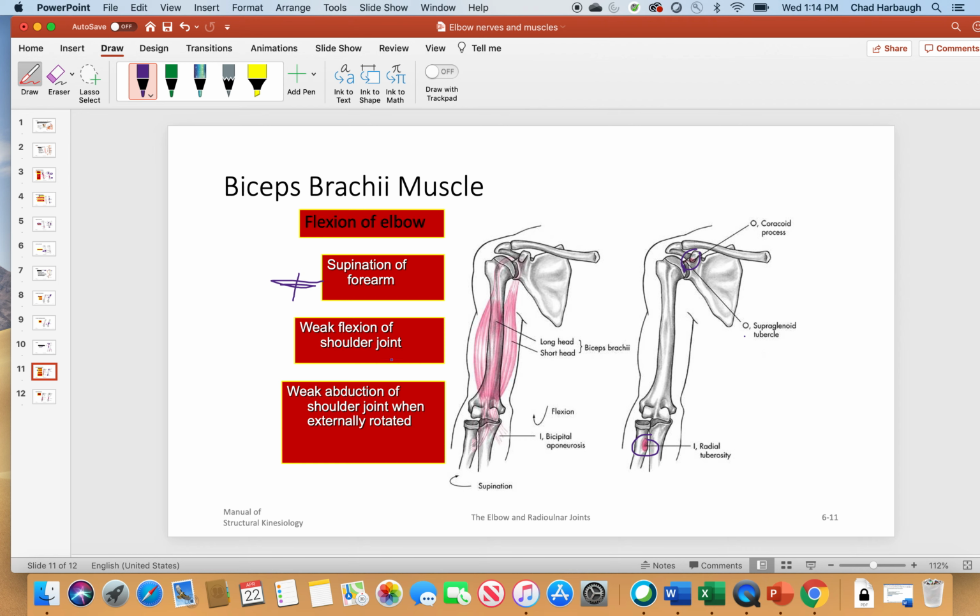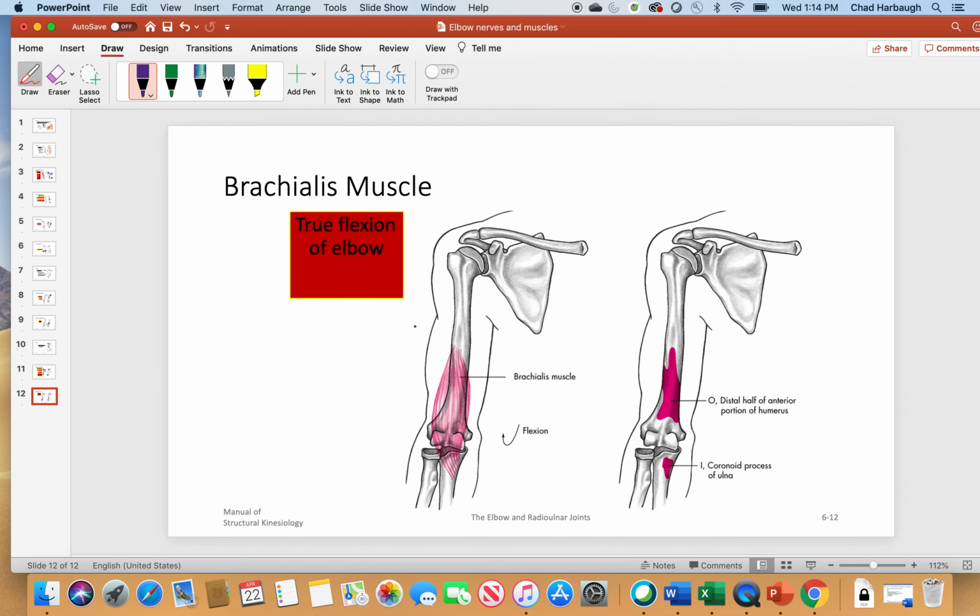It does provide weak flexion of the shoulder joint, so especially with the arm in a straight position, we see that the bicep is involved with the flexion of the shoulder joint. But remembering from the shoulder joint lecture, the majority of flexion of the shoulder joint comes from the anterior deltoid and the pec major. Its primary function is to do flexion of the elbow. So you can do flexion of the elbow and supination of the forearm at the same time, which involves the bicep brachii.